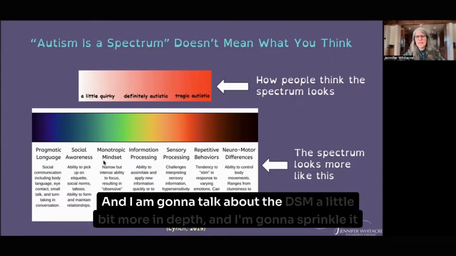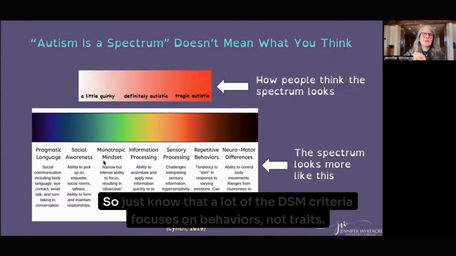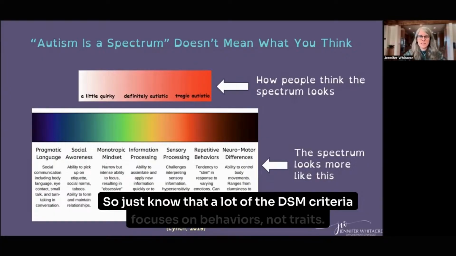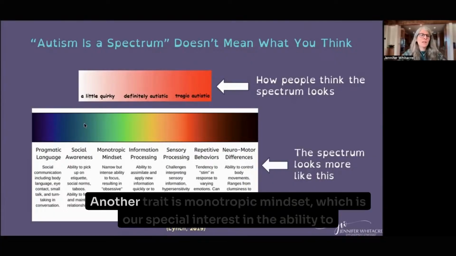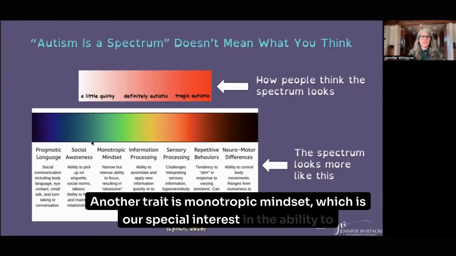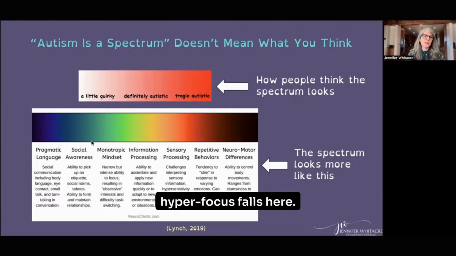And I am going to talk about the DSM a little bit more in depth, and I'm going to sprinkle it in as I go along. So just know that a lot of the DSM criteria focuses on behaviors, not traits. And that is a problem within the neurodivergent community. Another trait is monotropic mindset, which is our special interests, and the ability to hyperfocus falls here.